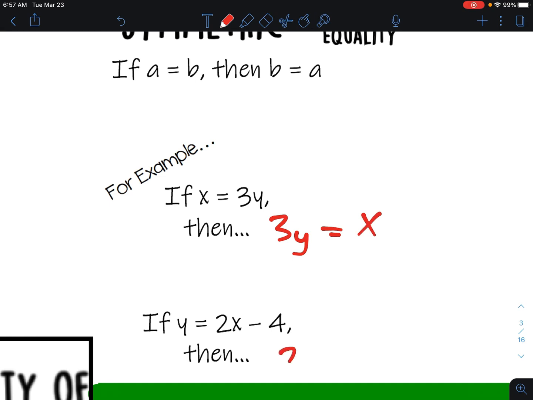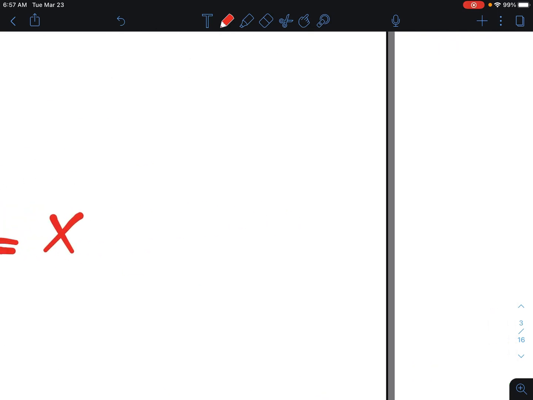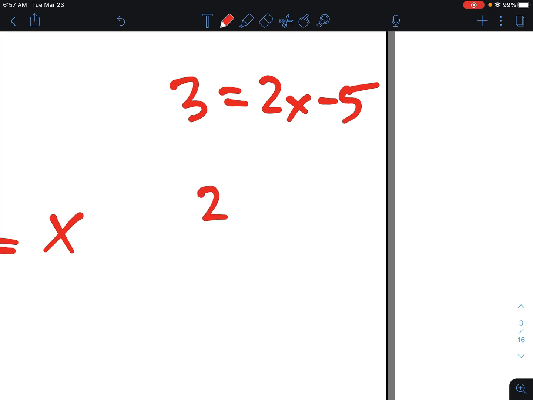May use this, right? Some of us like to use this property without even thinking about it. If 3 equals 2x minus 5, we like to have our x on the left side to start out with, so you can just rewrite that equation.